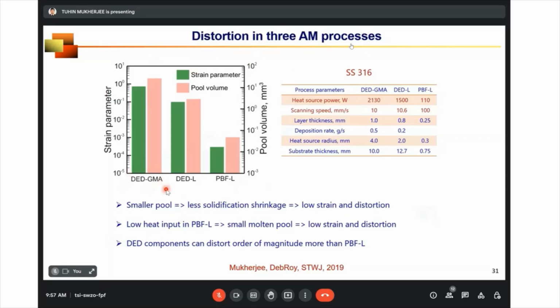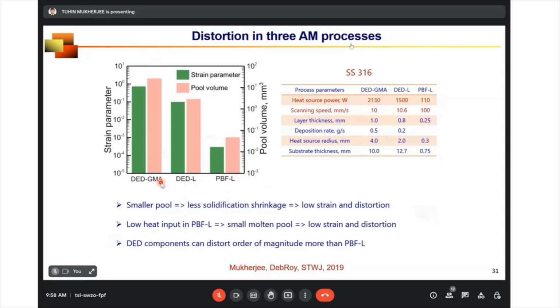Let's say arc-based process, laser-based DED, and powder bed. So for powder bed, our molten pool size is very small because we use very small heat input. You see the laser power here and scanning speed. The heat input, which is nothing but the laser power divided by the scanning speed, is very small compared to the other processes. So the pool volume is small, and a smaller pool shrinks less during the solidification and distorts the part less. So that's why you can see the strain parameter for powder bed is significantly less compared to other processes.